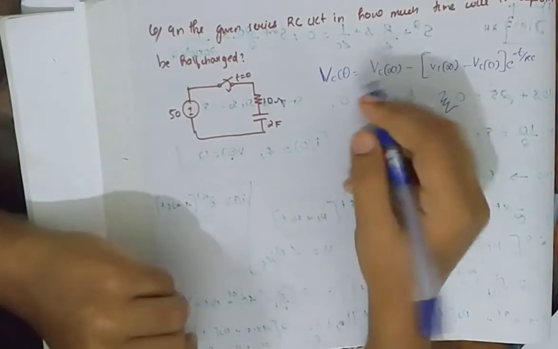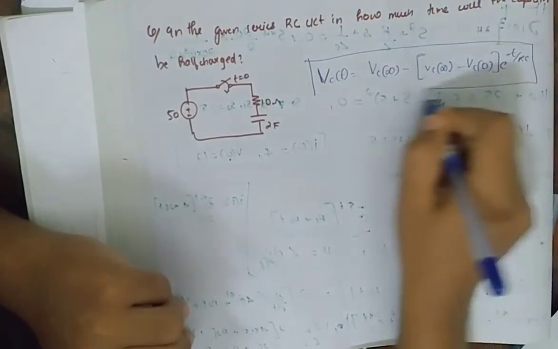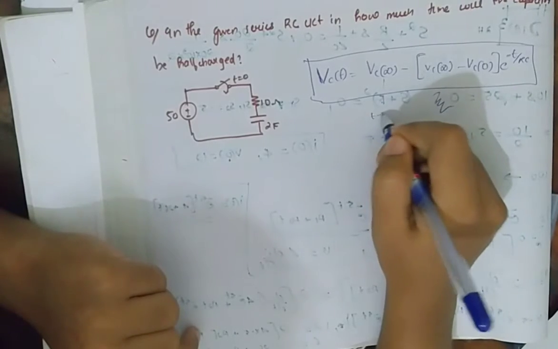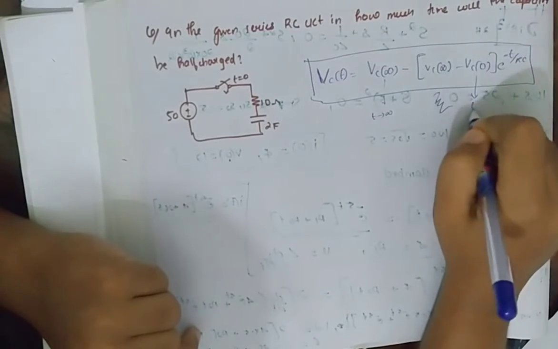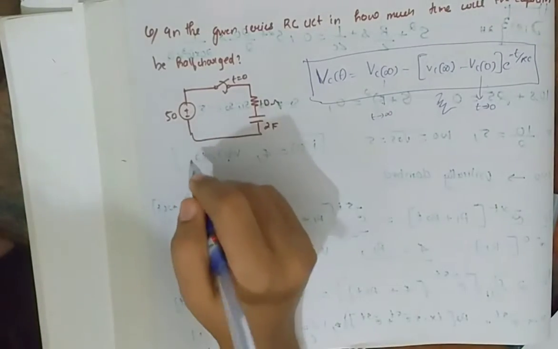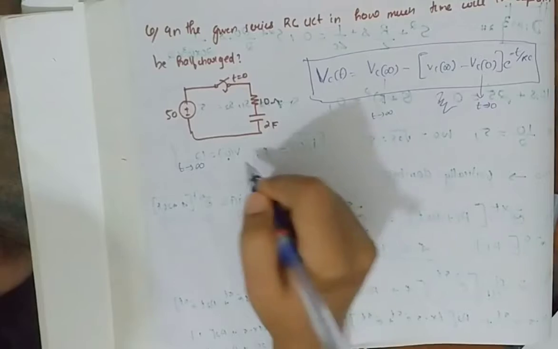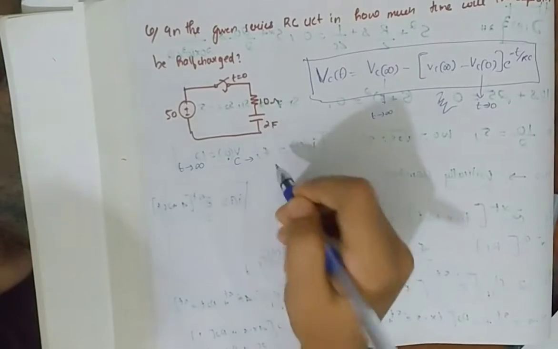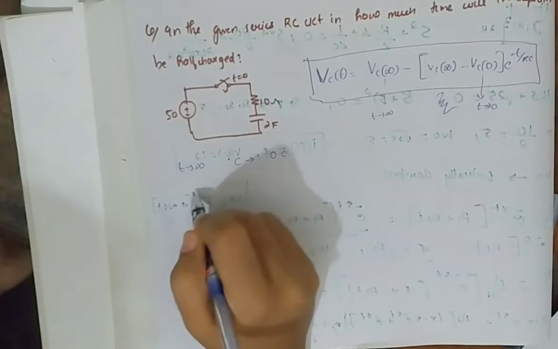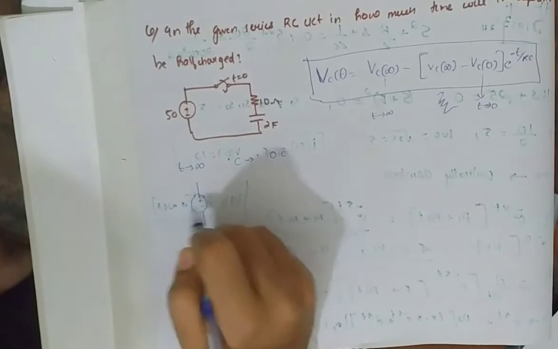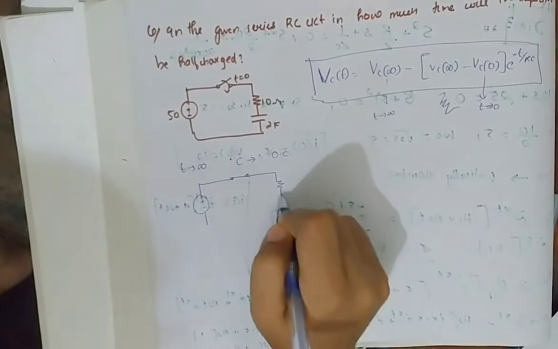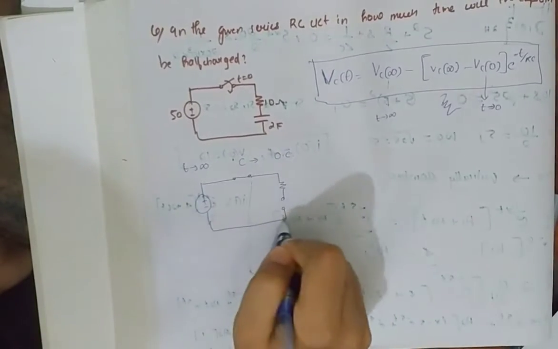Okay. So this is the equation for voltage across a capacitor, where Vc of infinity is the voltage across the capacitor when t tends to infinity, and Vc of 0 is the voltage across the capacitor when t is equal to 0. When t tends to infinity, the capacitor will act as open circuited. So I'll draw the circuit over here. When t tends to infinity, the switch will be closed and the capacitor will act as open circuited.